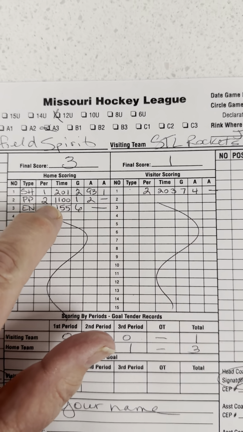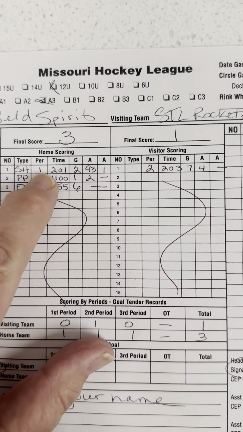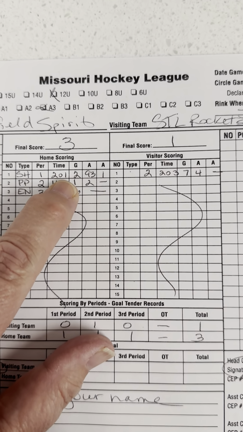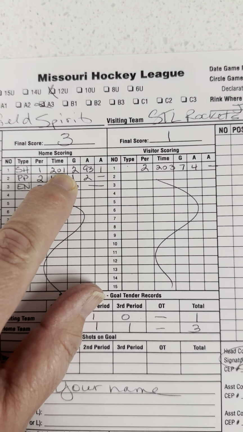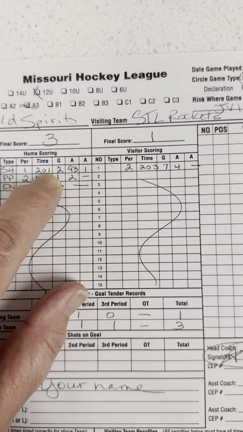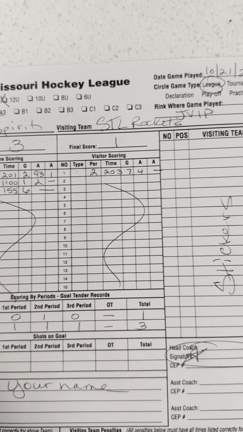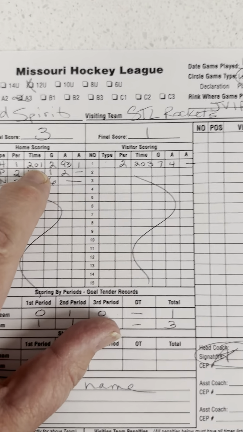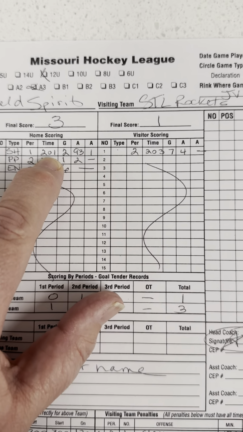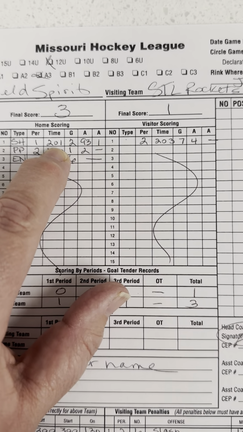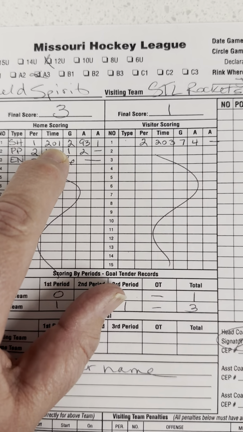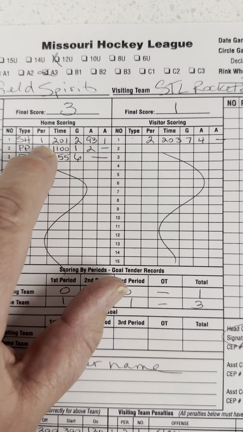You also have what period it was scored in. So this first one was scored in the first period. The time, you can either use the time on the clock or the time expired from the clock, but you need to be consistent throughout the whole form on how that works. So I usually put the time on the clock because then I don't have to do any more math than I need to. So that was scored at 2:01 in the first period.